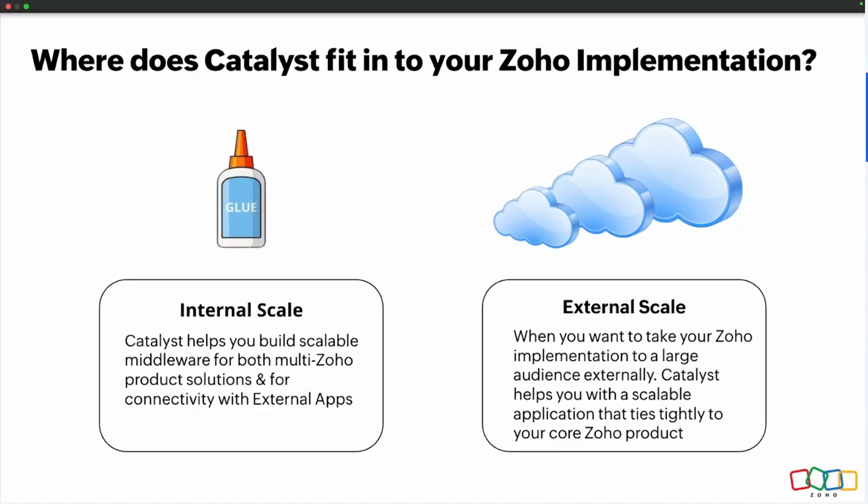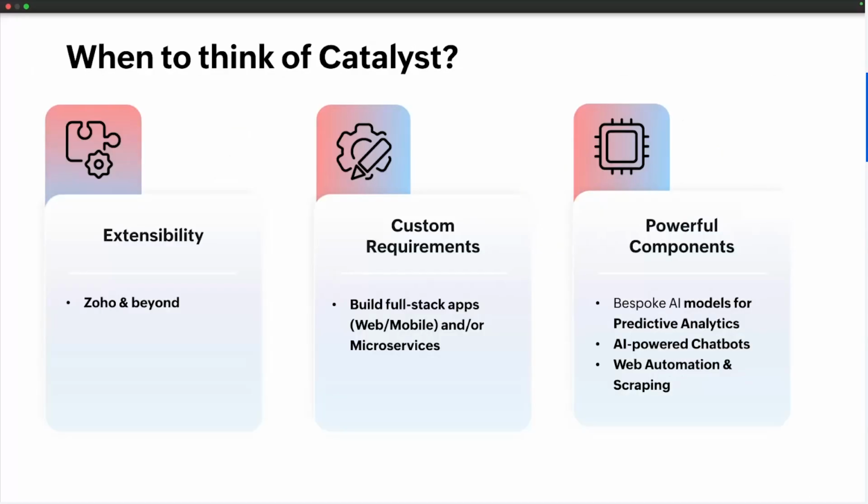Now, of course, that's not the only scenario. Catalyst is also great for extensibility. Say if you want to extend your Zoho implementation beyond just the Zoho ecosystem, Catalyst would work great for it. Or if you have a bunch of legacy applications and you want to tie them all together, Catalyst would be a great solution for that as well.